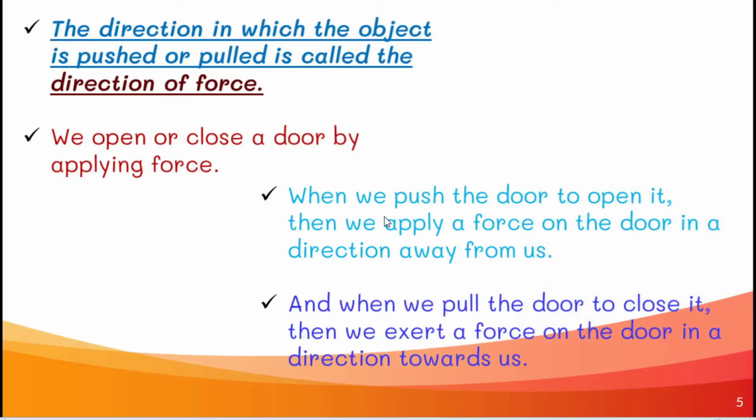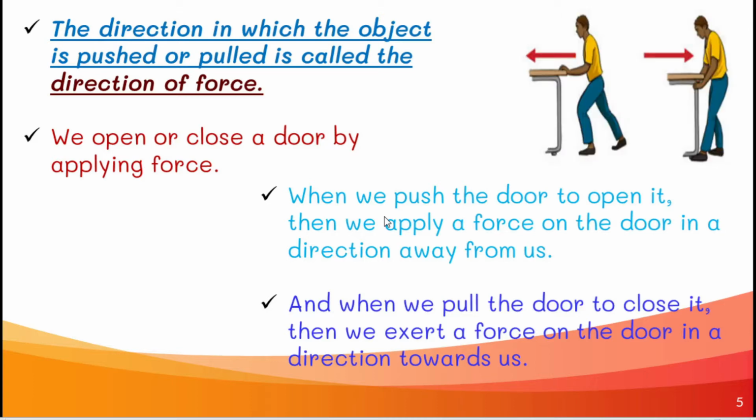Next we are going to see the direction of force. What is called the direction of force? It is very easy. The direction in which the object is pushed or pulled is called the direction of force. You can see in the first picture, the person pushes the table. If the person pushes the table, what will happen? The object moves from right to left. From this we can easily understand that the object moves in the same direction in which the person pushes. In the second picture, the person pulls the table. If the person pulls the table, the object moves towards the person. From these images we can clearly know the direction of force. The direction in which the object is pushed or pulled is called the direction of force.